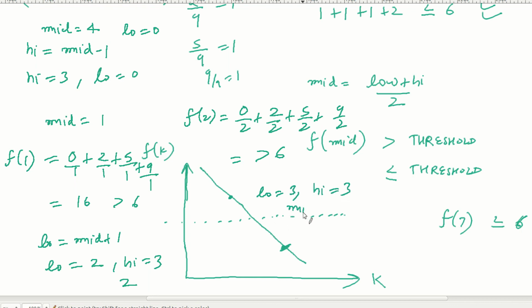Now again mid will be 3. So in this case also I will check f of 3, which will be larger than the threshold, which will be larger than 6. So now my search will stop, and whatever answer I found earlier, which was 4, that is my final answer.